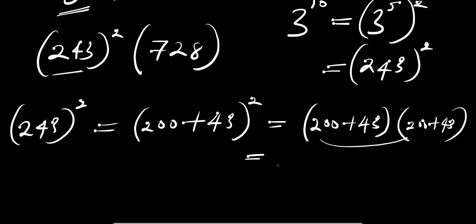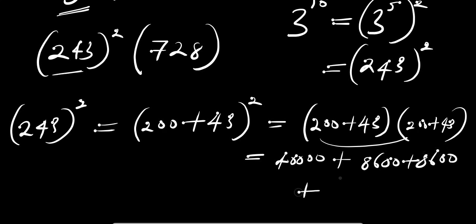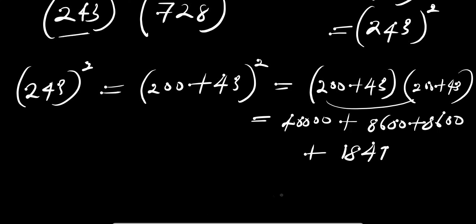200 times 200. 2 times 2 is 4. So we have 40,000 plus 200 times 43. 2 times 43. 2 times 3, that is 6. 2 times 4, that is 8. We have 8600 plus the same thing again. 8600 plus 43 times 43 is 1849. Have you seen that?